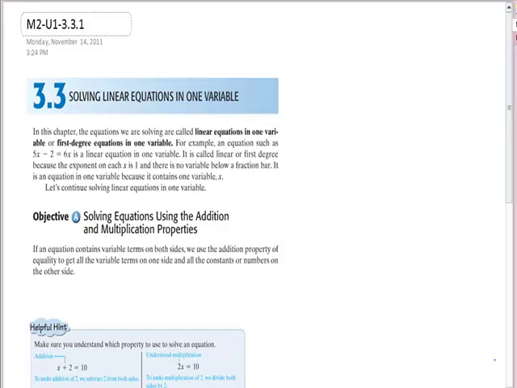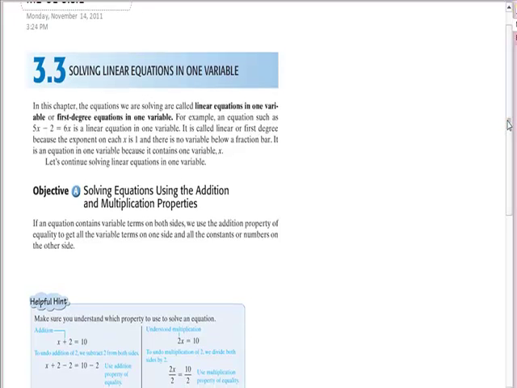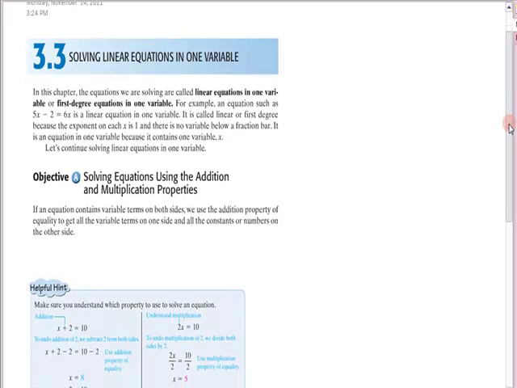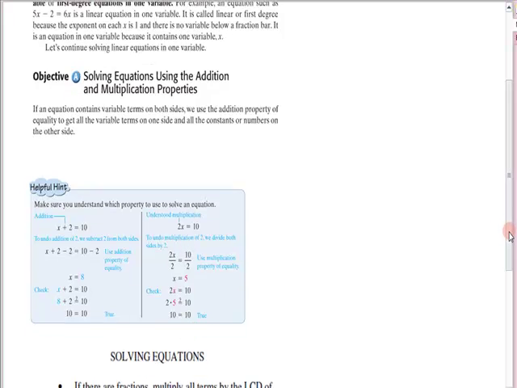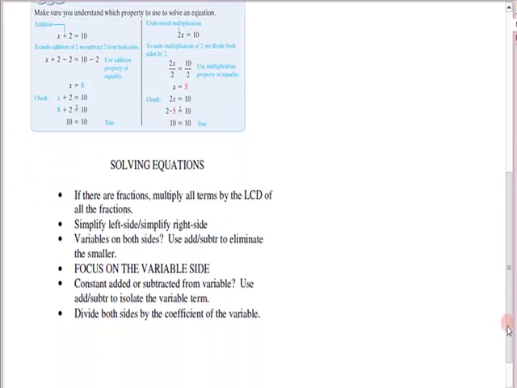All right, in this lesson, we're going to continue on the process of solving equations. There's some review information about solving equations. We've got the addition property being used in this example and a little check. We've got the multiplication property being used in this one and a little check. We're going to use both of those properties as we did in our last lesson.